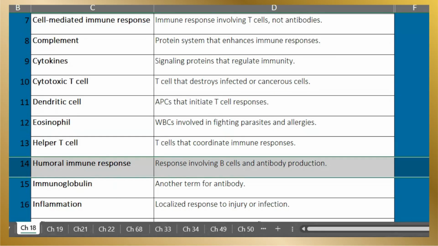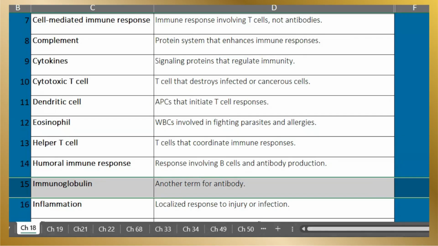Here with humoral immune response involving B cells and antibody production, so effective against bacteria and bloodstream. Immunoglobulin, another term for antibody. So here it's the IgG, IgA, IgM, IgE, IgD.